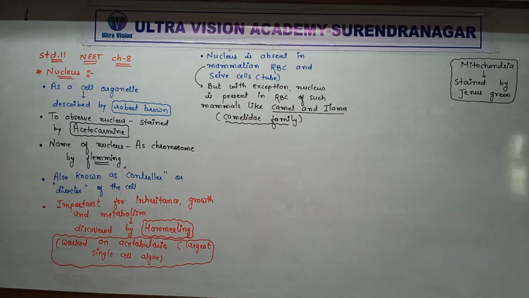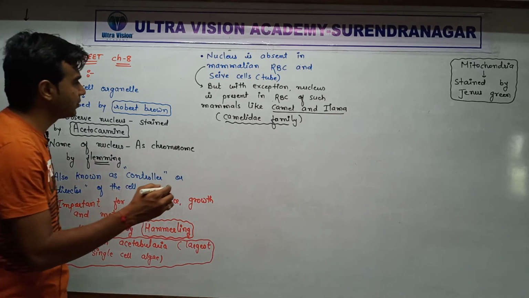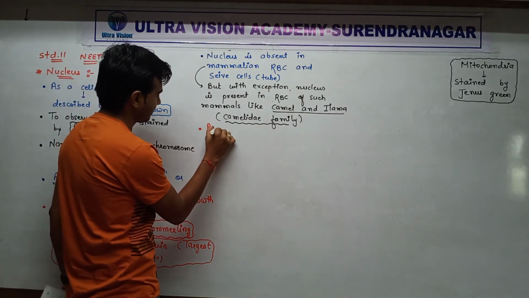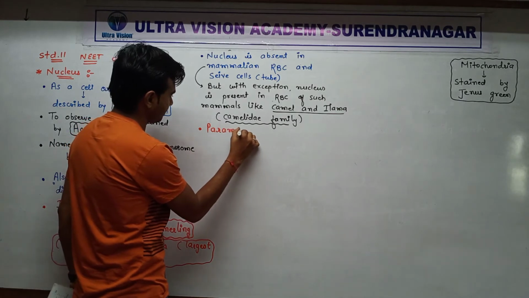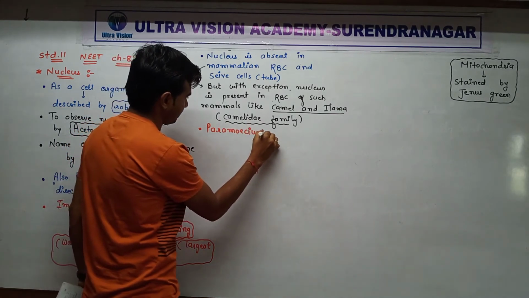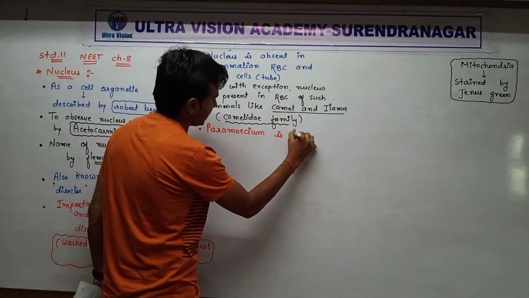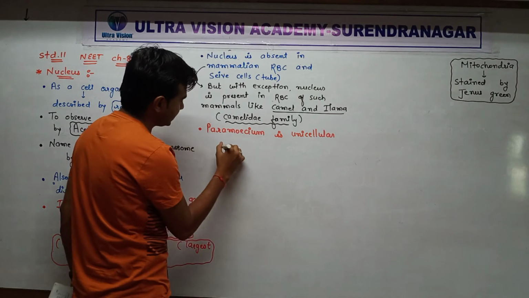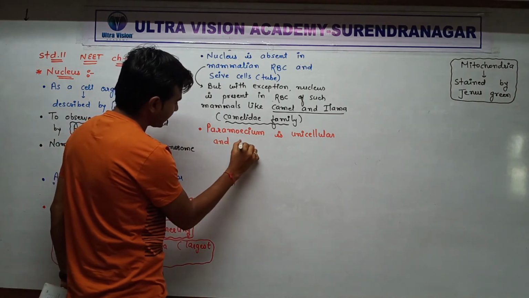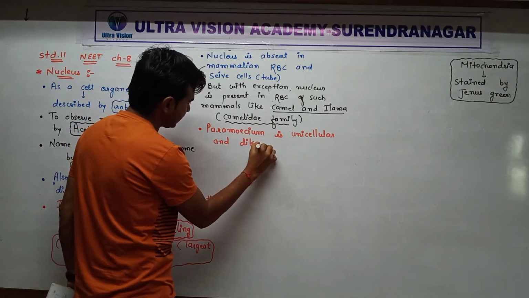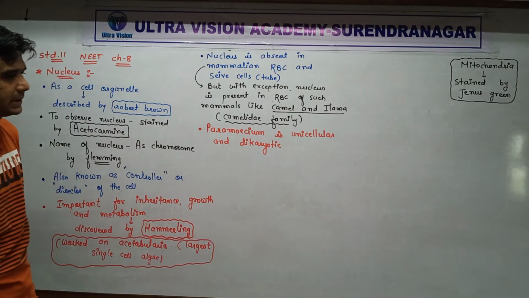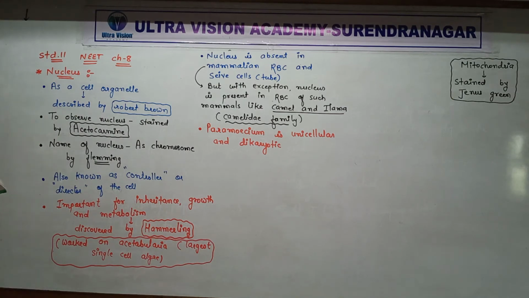Paramecium is unicellular but dikaryotic, two nuclei are there. Unicellular means single cell and dikaryotic means two nuclei are there.